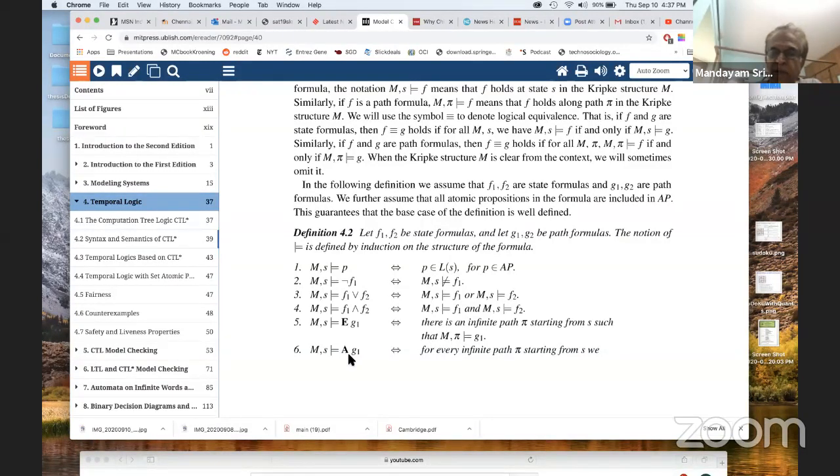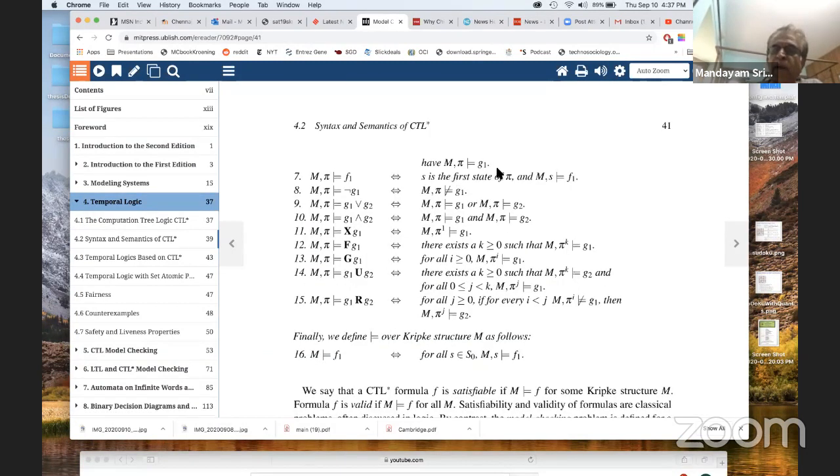So AG1 is true in a model in a given state if for every infinite path pi starting from S, we have M of pi, G1 to be true. So starting from here, it's all giving the semantics of path, the set of path formulas.